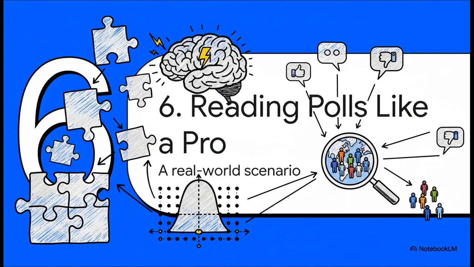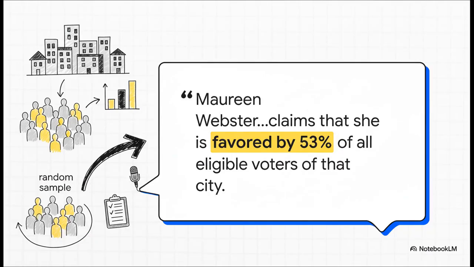Okay, deep breath. We've got all the pieces of our puzzle now. We get samples, we get sampling distributions, and we've got our superpower, the central limit theorem. So let's put it all together. Let's use what we've learned to look at a real-world polling situation and see what we can figure out. So here's the scenario. A candidate for mayor is going around saying she's got 53% of the vote locked up. That's her claim for the whole city. We're a little skeptical, so we decide to run our own poll. We're going to ask a random sample of 400 voters and see what they say.